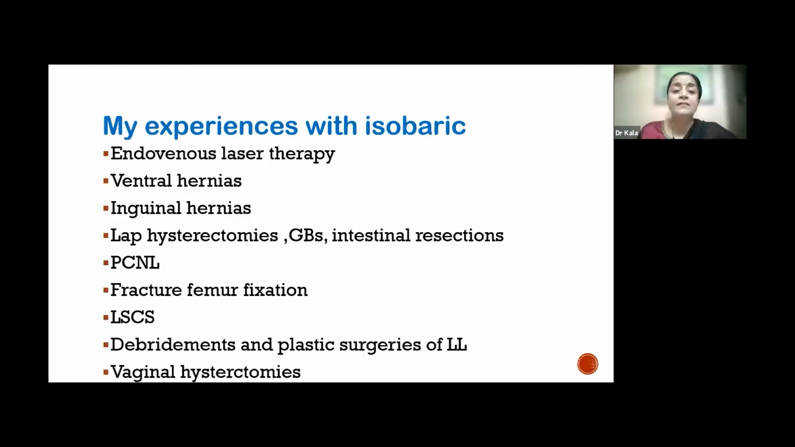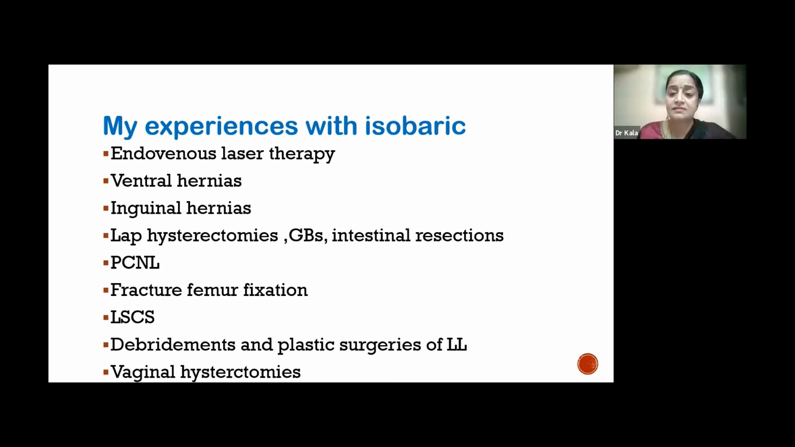Now, my experience with spinal anesthesia is in surgeries like endovenous laser therapy, ventral hernias, either lap or open inguinal hernias, either lap or open hysterectomies, gallbladder removals, intestinal resections, percutaneous nephrolithotomies, fracture femur fixations, cesarean sections, debridement and plastic surgeries of all the lower limbs, and vaginal hysterectomies.